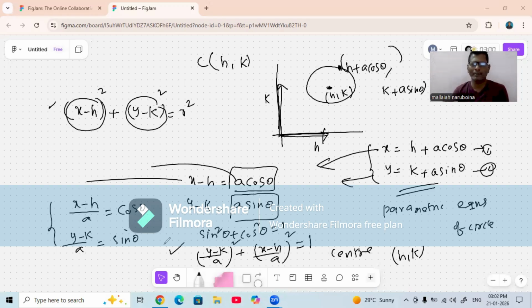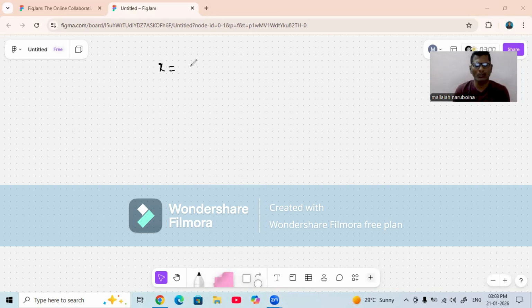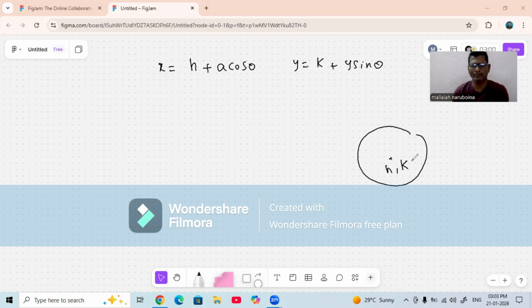That means a circle can be represented in many ways. We got coordinates x = h + a cos θ and y = k + a sin θ, for a circle with center (h, k). Any point on the circumference is taken as (h + a cos θ, k + a sin θ). Okay, this is a point on the circumference.